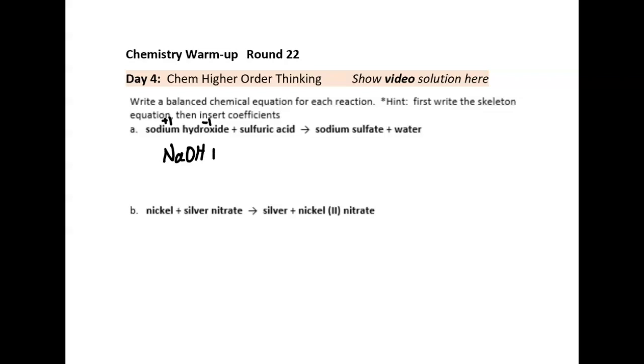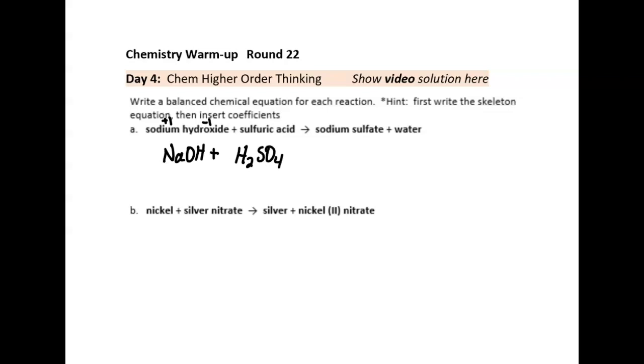Okay. Now I'm going to write plus. I'm going to leave a little bit of space in case I need a coefficient number in front of the next thing. It says sulfuric acid. So now I need to remember how to write acids with the acid rules. Sulfuric acid is H2SO4.